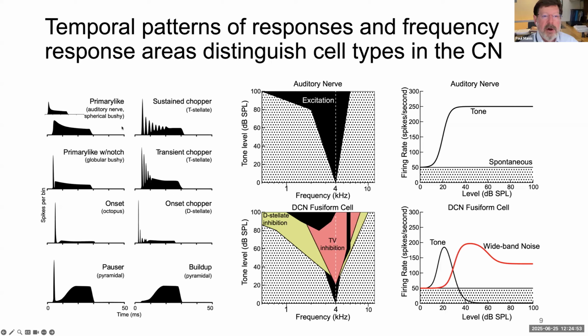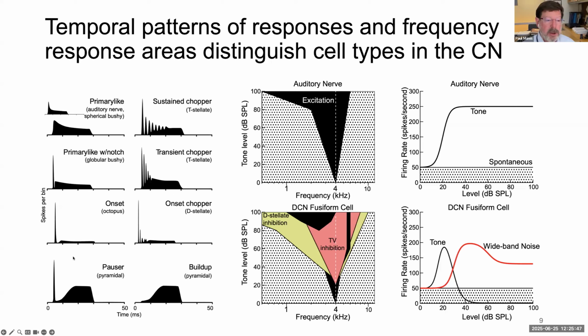The T-stellate cells have what are called chopper-type responses. So they have a regular discharge pattern, and that pattern is fairly repeatable from one trial to another. They accumulate a little desynchrony over time, so you lose that. But you can see at the very beginning of the response that the responses have these modes of firing, which give rise to the chopper name and are due in part to the regularity of their firing in response to depolarization. The octopus cells are known as onset cells. They can have onsets with or without some activity after them in response to a tone, although they can respond to modulated stimuli up to very high frequencies, up to 1 kilohertz. And onset choppers are D-stellate cells. They have this chopping response primarily at the onset, and then irregular activity after that.